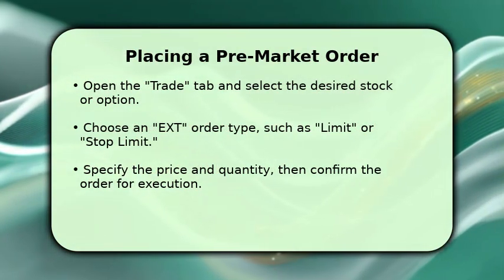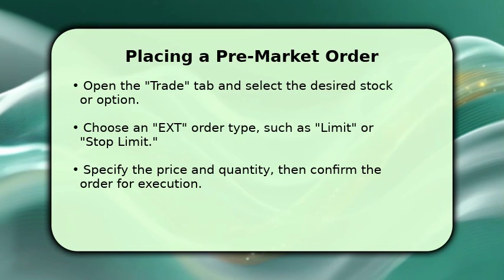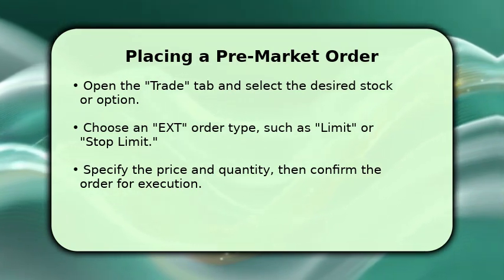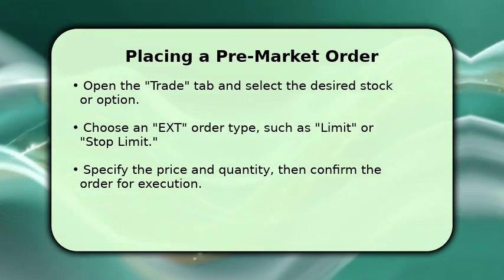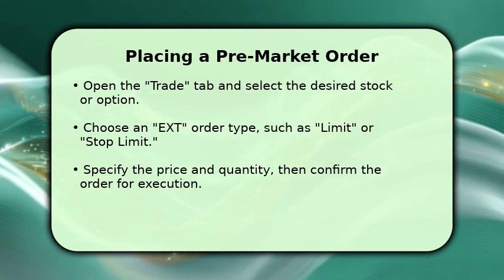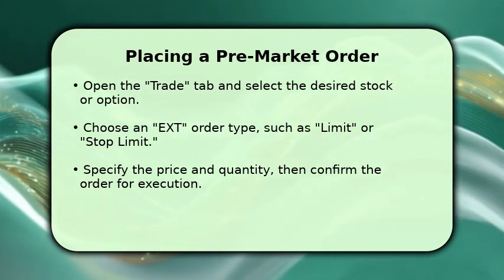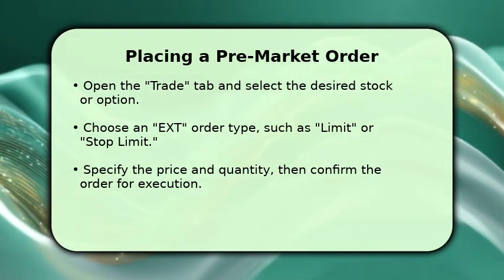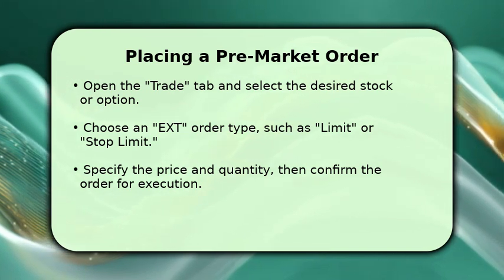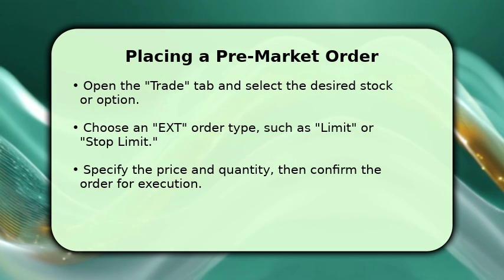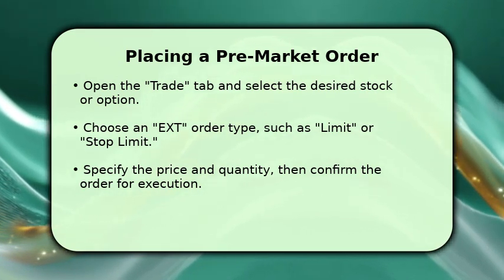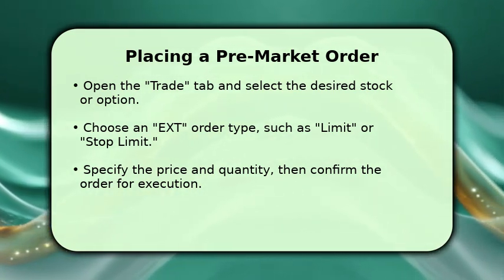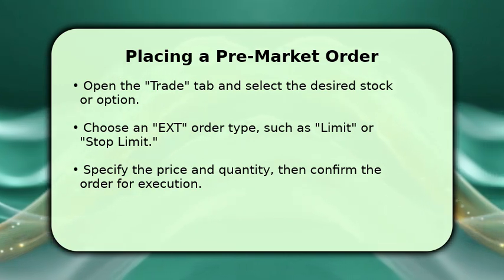Now let's place a pre-market order. Go to the Trade tab and select the stock or option you wish to buy. When setting up your order, it's crucial to select an extended-hours order type, like a limit or stop limit order. This indicates you want the order to be active during extended hours. Enter your desired price and quantity, then review and confirm your order for execution.